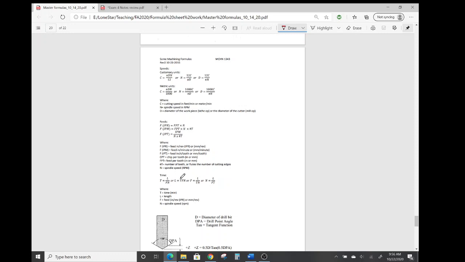Or if you're looking for length, then you have the time it took, the feed rate, and the RPM. This is your formula for the length. Algebraically rearranged for feed, it's L over Tn. Or if you're looking for RPM and you're given the length, the feed rate, and the time it took, that would be the RPM. Where T is time in minutes, length is in inches, F is feed rate in inches per revolution, and N is spindle speed in RPM.